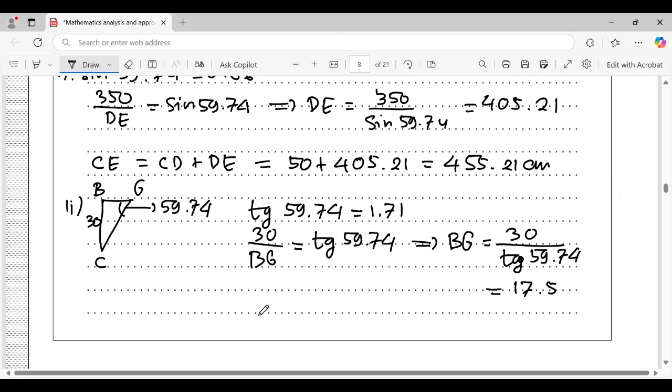I need more space. So BA equals BG plus GA. 17.5 plus 455.21 equals 472.71 centimeters.